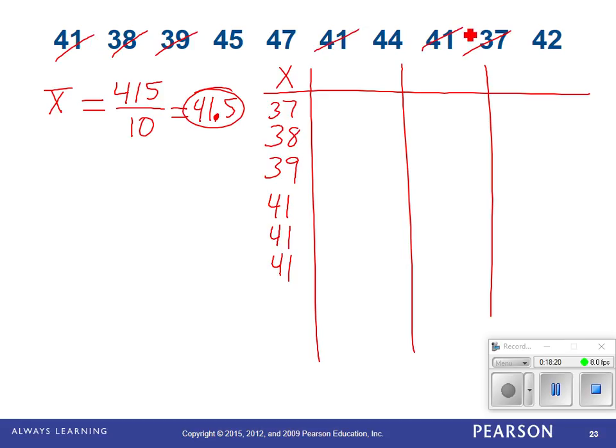I think we did something with this same list in another class. Then 42, then 44, then 45 and 47. Go down through and count: 1, 2, 3, 4, 5, 6, 7, 8, 9, 10. Make sure we got them all.